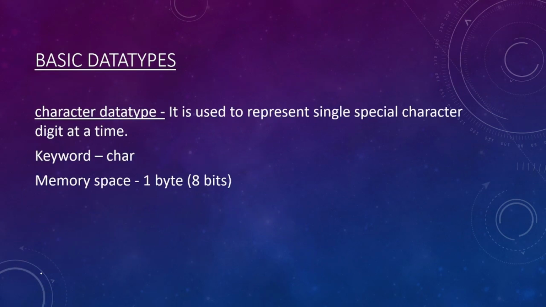Now next, coming to the character data type. Char is the keyword for this. As I told you, it is used to represent a single character. It can either be a special character or a digit, one character or digit at a time. You can use it to display or input only a single character. You can use only a single character if you are using this char data type. The keyword is char and the memory space is 1 byte.